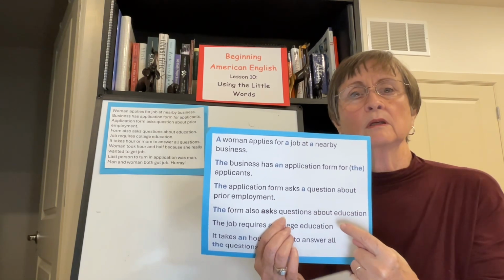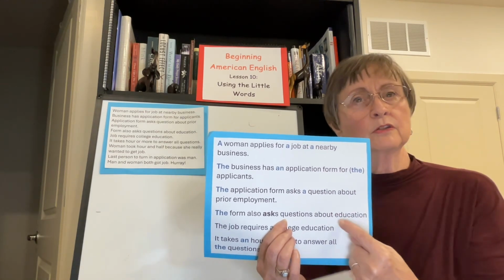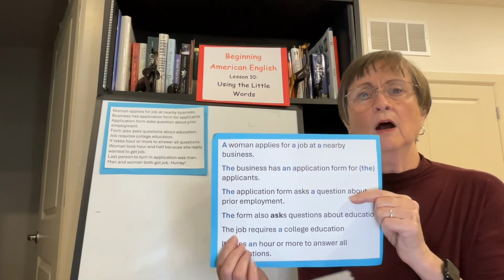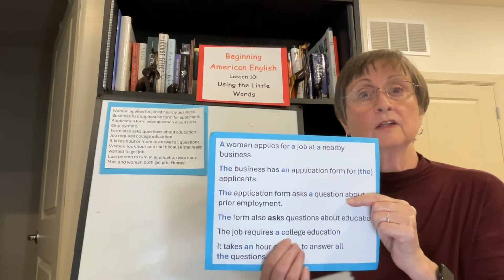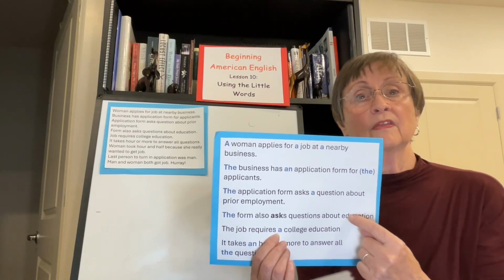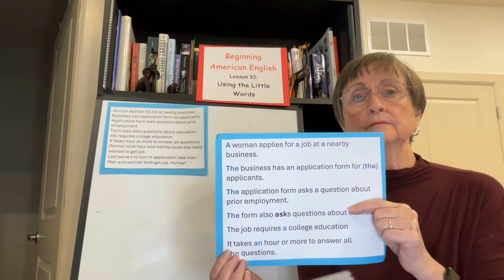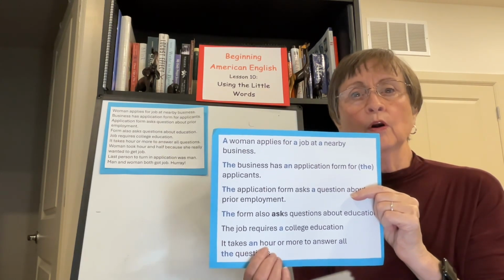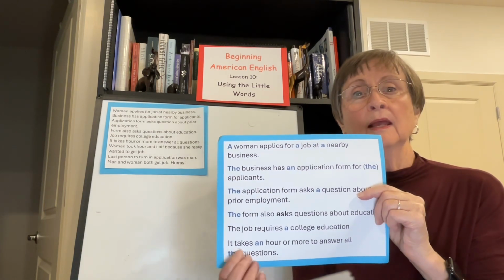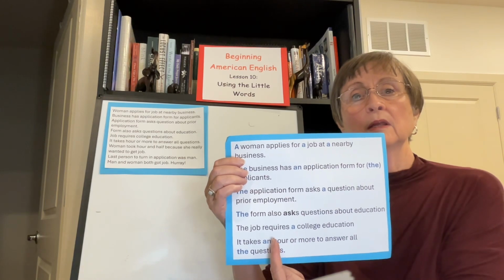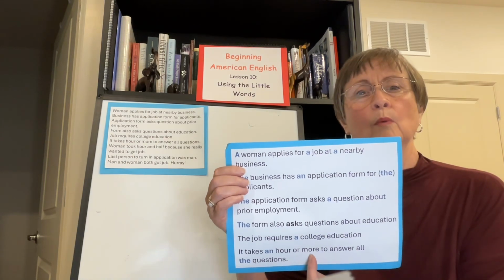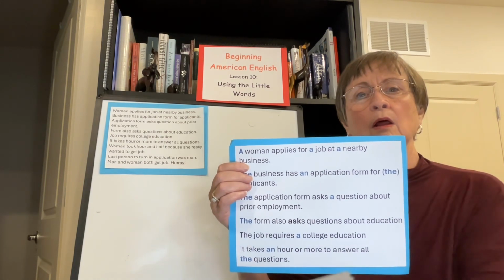Questions about education. Education is still so vague, I'm not going to put anything in front of it. The job requires a college education. That's singular, and it's more specific than this one, so I'll put a. It takes an hour or more to answer all the questions. An hour, because even though there's a consonant there, it's silent. So it's an hour or more to answer all the questions.